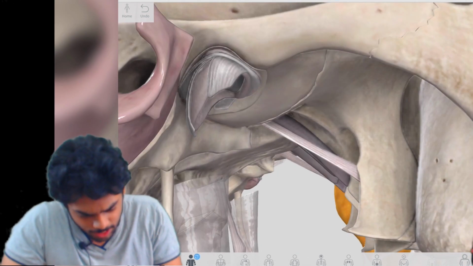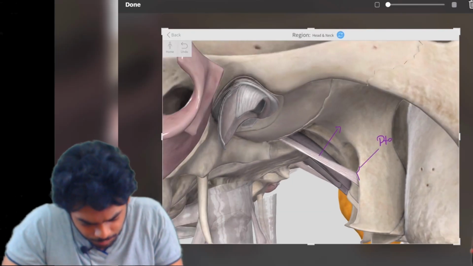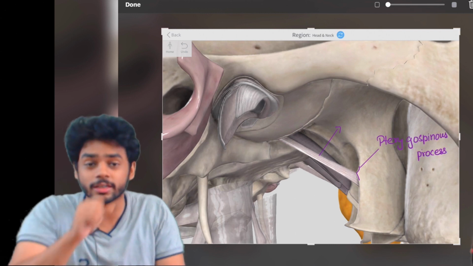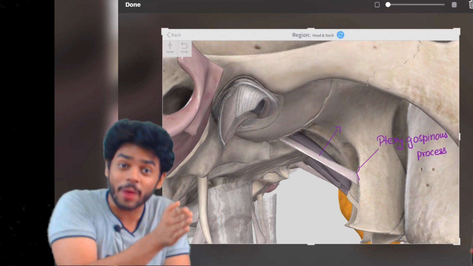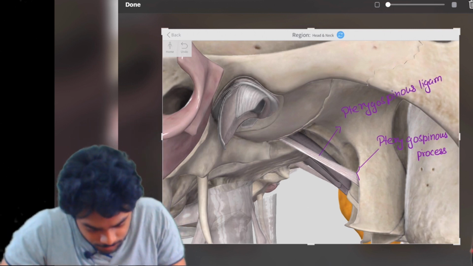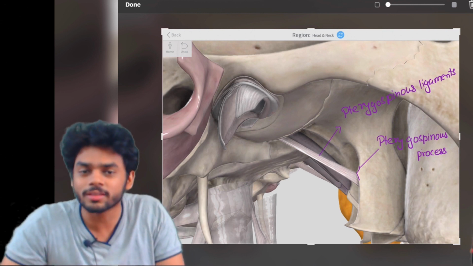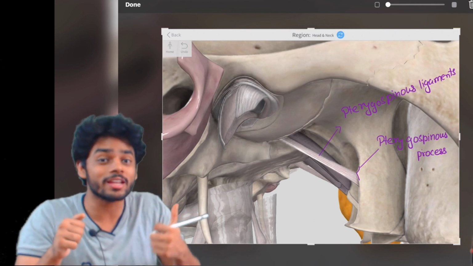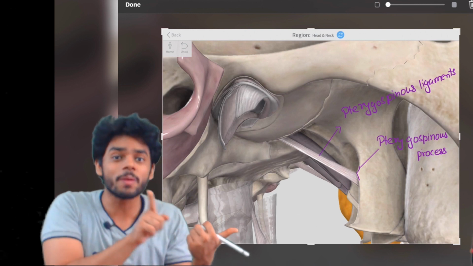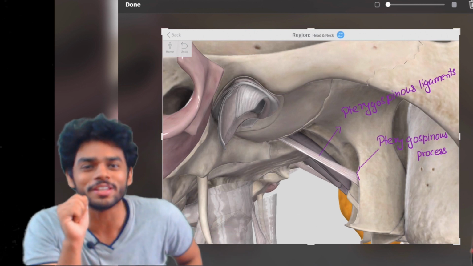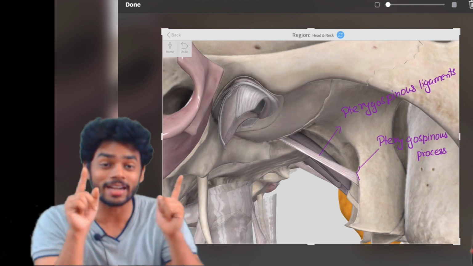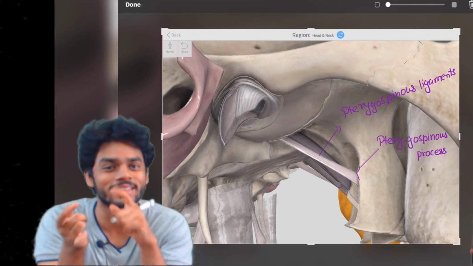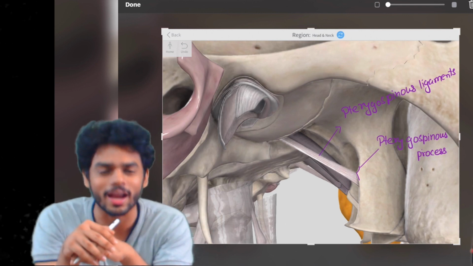See here. Let me remove the unnecessary structures. Can you see the pterygospinous process? Yes, this is the pterygospinous process, and to this process we have the pterygospinous ligament. Can you see the pterygospinous ligament? See the word pterygospinous: pterygo means pterygoid plate, and spinous means something related to the spine of the sphenoid. So it is connecting the pterygoid plate and the spine of the sphenoid. That is why it is named the pterygospinous ligament. Okay.